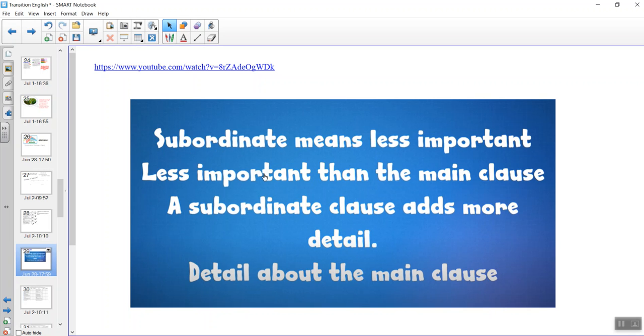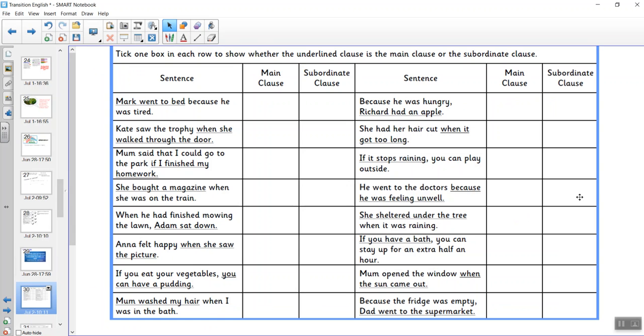It helps you to remember what the subordinating conjunctions are, but it also helps you to hear subordinate clauses in sentences. So your job next is to have a look at these sentences, and you have to decide whether the bit that's underlined is the main clause or the subordinate clause. I'll give you a little clue. If the subordinate clause is at the beginning, it will be followed by a comma, won't it? And think about those subordinating conjunctions. All right, so pause the video and have a go at this activity.